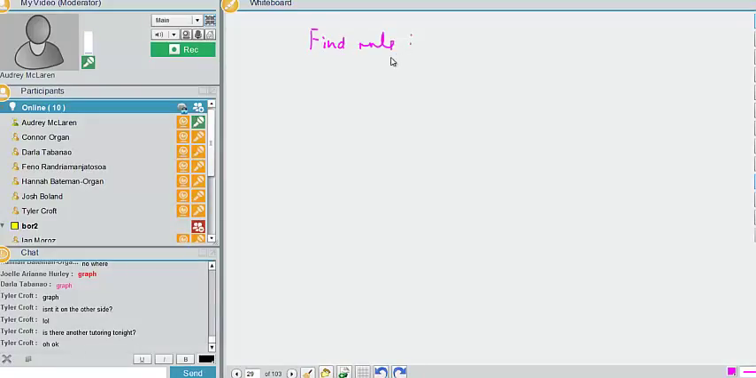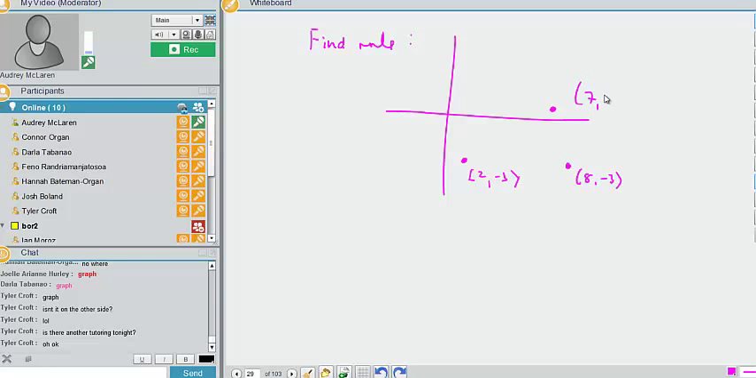Find the rule of this absolute value function. All I'm going to give you is 3 points that belong to it. Let's make this one (2, -3). And this one (8, -3). And this one (7, 1). Find the rule of the absolute value function that will go through all 3 of those points.